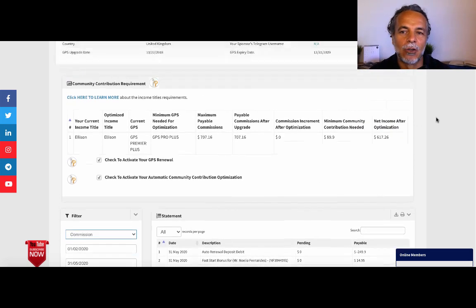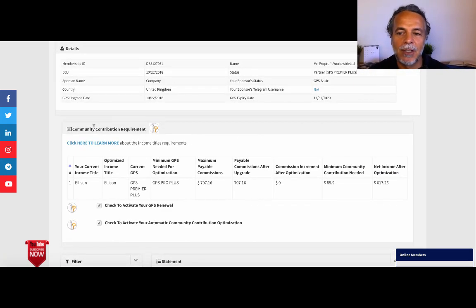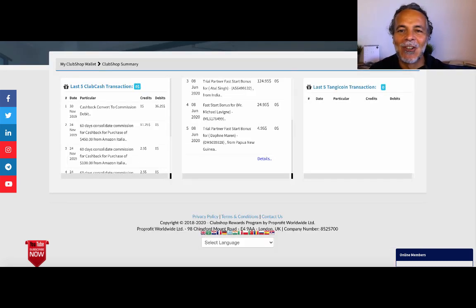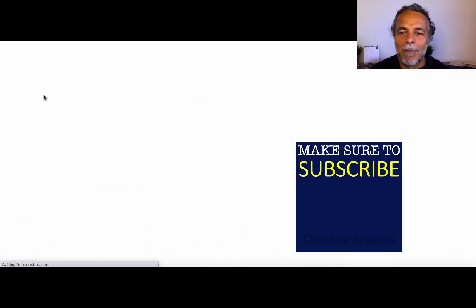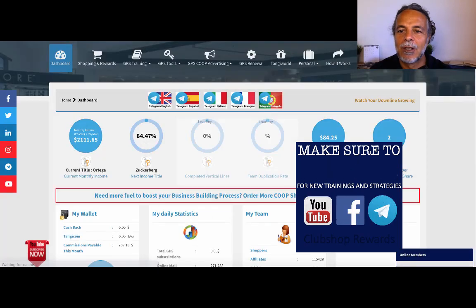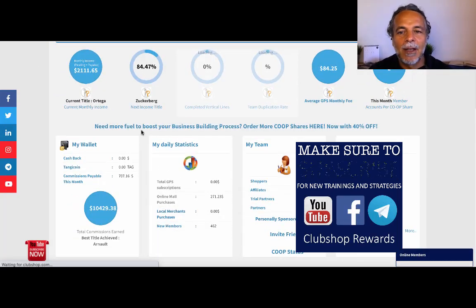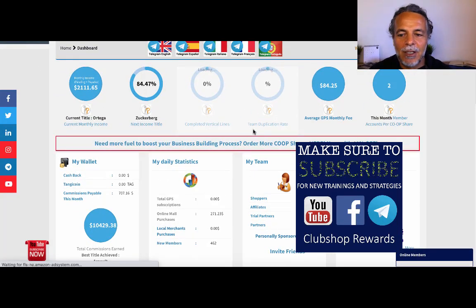As we are here, also a few words about this community contribution requirement. No, we're going to see this in another video, okay? Very good. So, well, that's it for now about the commissions report that you see in your dashboard, and then in some other video we're going to see the other indicators. Okay, so that's all for now.